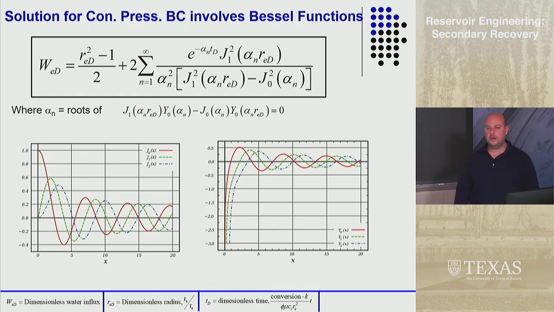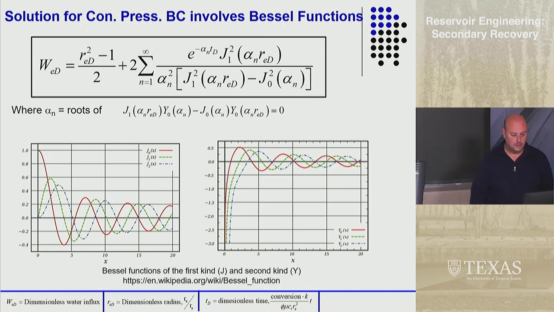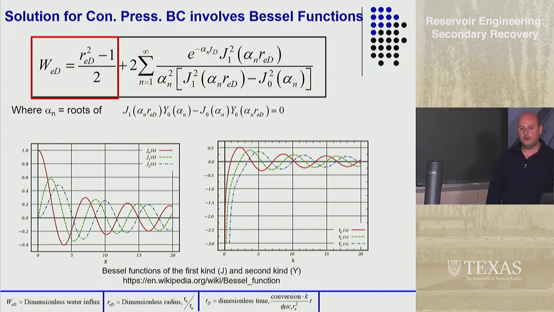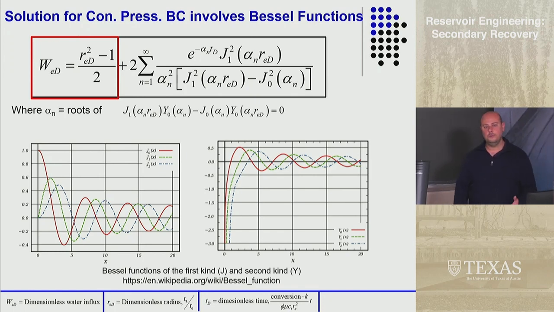I would like to point out one interesting thing about this equation, though. In that red area, I see that WED is equal to RED squared minus 1 divided by 2. That should look familiar to you. That is the solution for the small pot aquifer. Remember I said that the small pot aquifer only works if you've got small radii or very long times, right? A small aquifer, or if you go to long enough times, that would be the ultimate recovery.